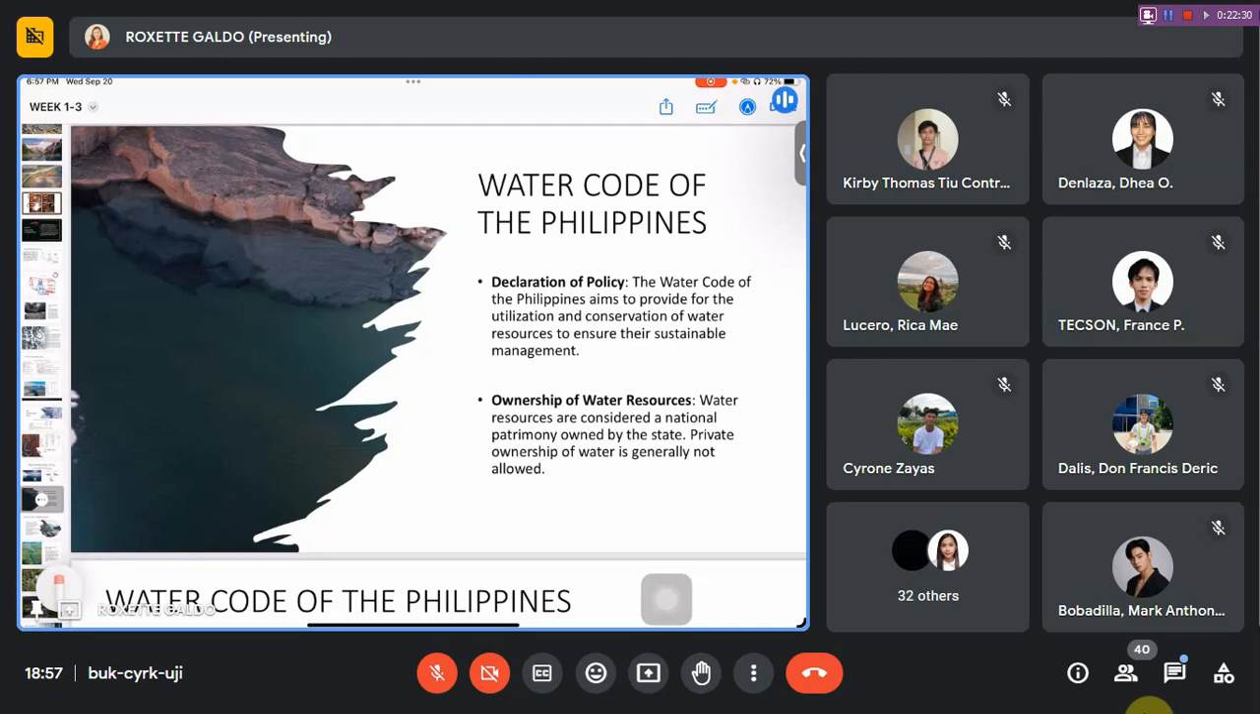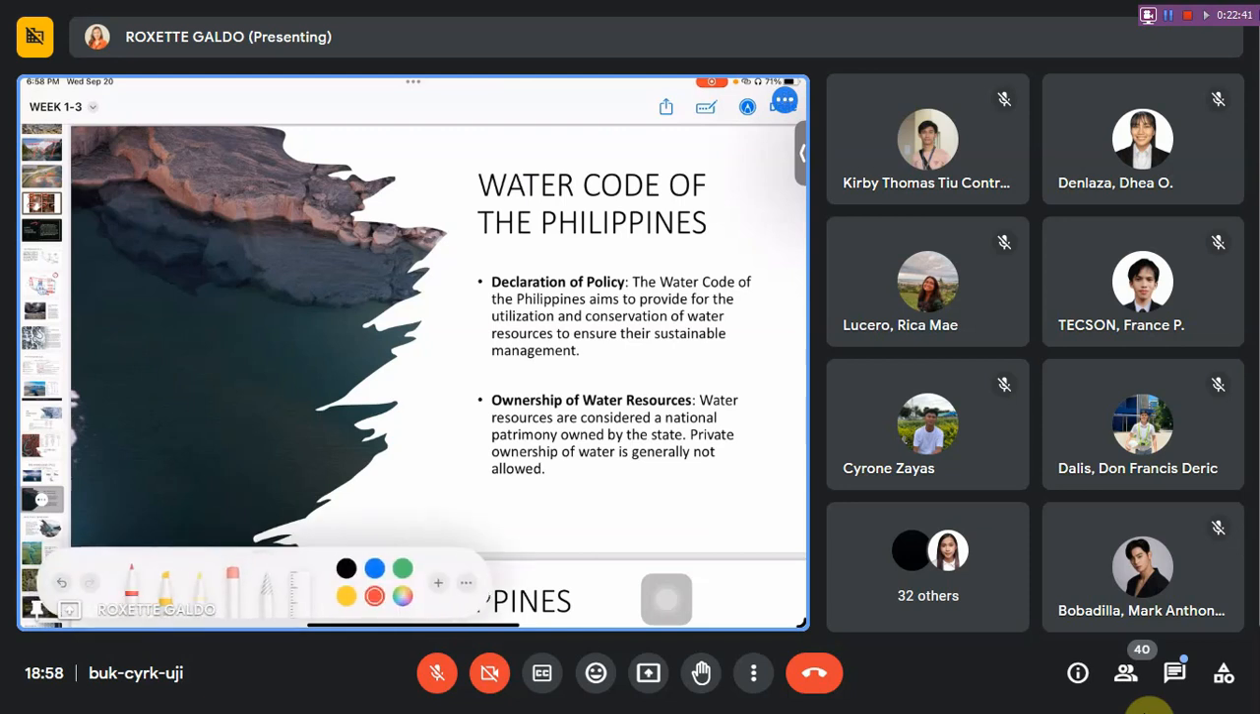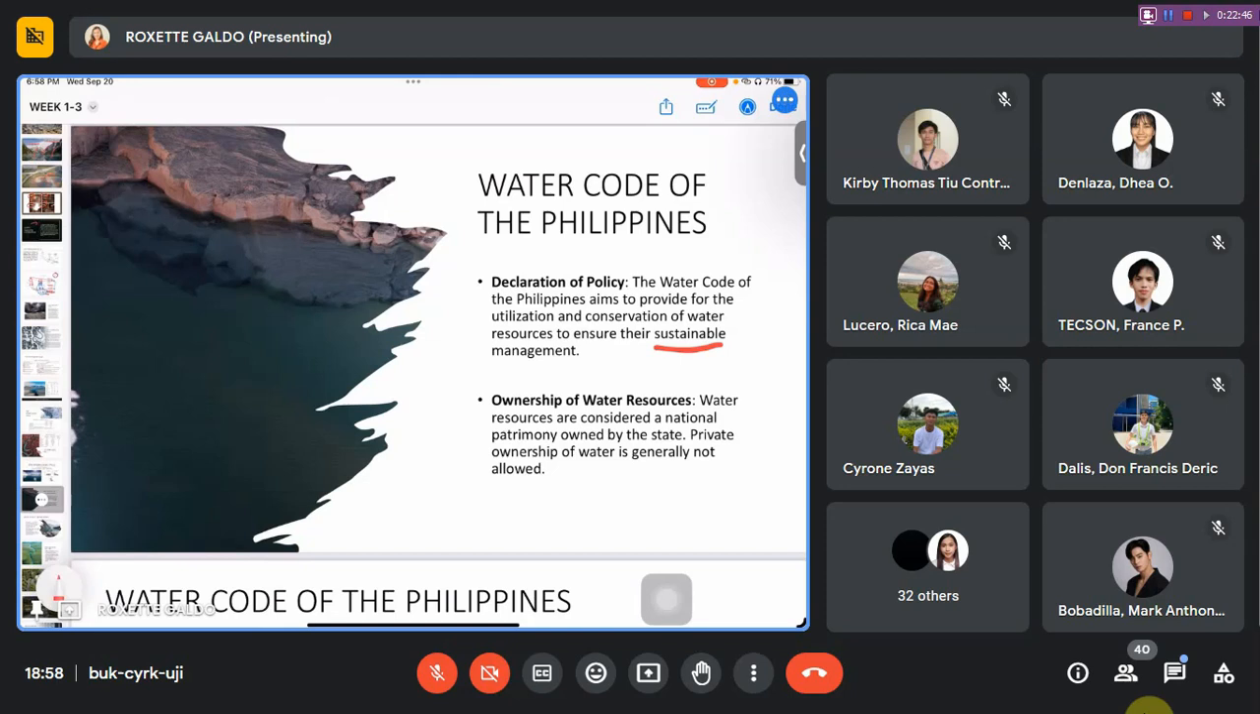So the Water Code of the Philippines aims to provide for the utilization and conservation of water resources to ensure their sustainable management. So from the word itself, sustainable. So since water is a natural resource, we do not want it to run out. No? So if we use water now, in the future generations, there should still be water that they can use.